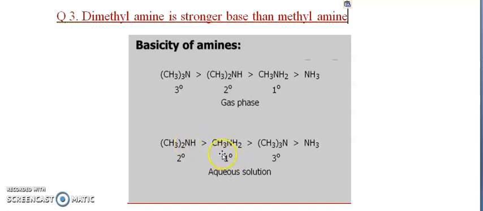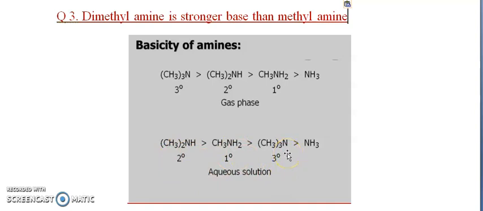And in primary amine there is only 1 methyl group. Due to 1 methyl group, it has less plus I effect, so the electron density here is lower in comparison to secondary amine. Due to this reason, it is less basic than the secondary amine. And tertiary amine, although it has 3 methyl groups, the steric factor is so large here that it compensates the inductive effect. So the actual order of basicity in the aqueous phase is secondary, then primary, and then tertiary.